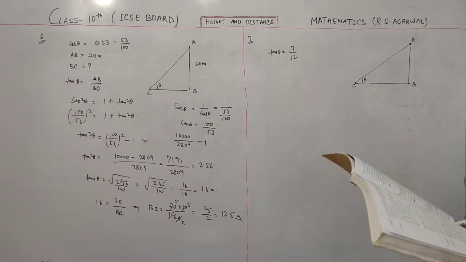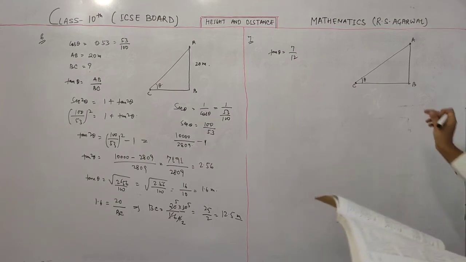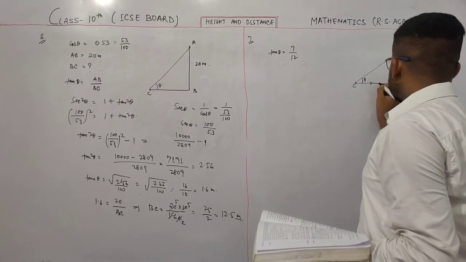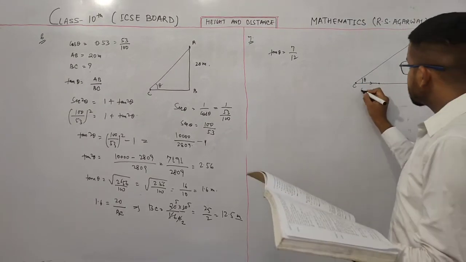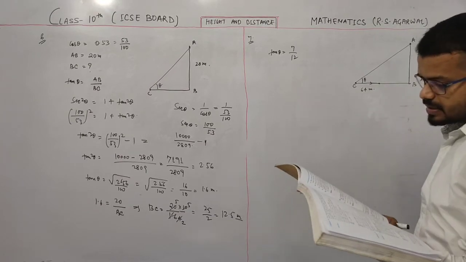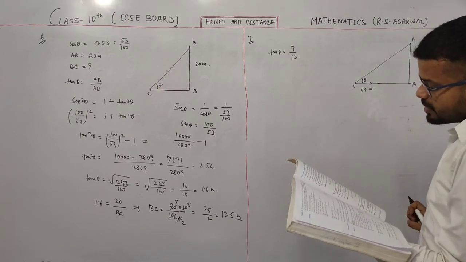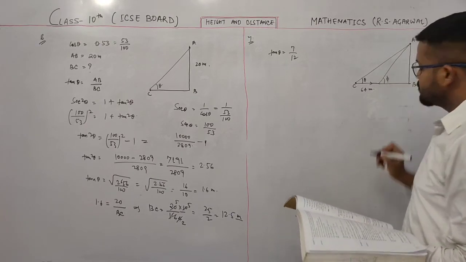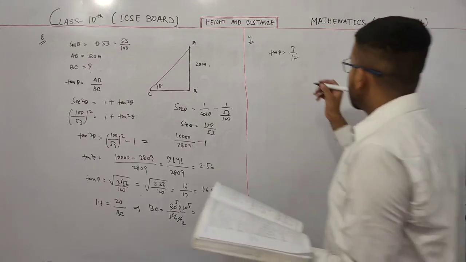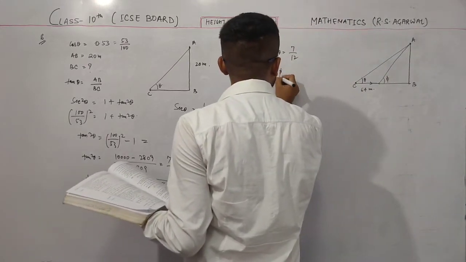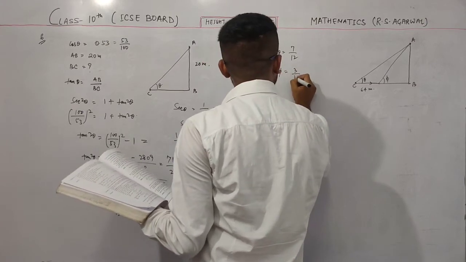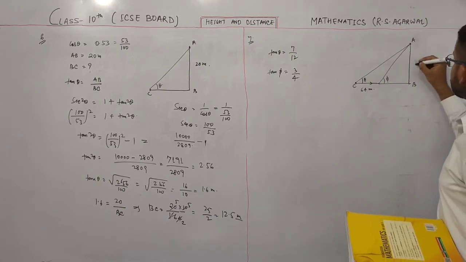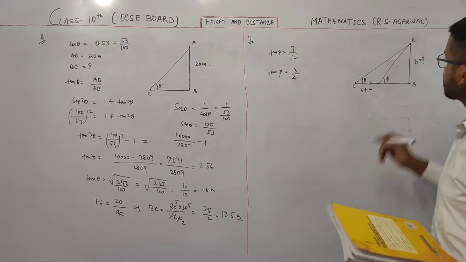Now, on walking 64 meter towards the tower, this is the tower and walking towards the tower, so in this direction, this is 64 meter. The angle of elevation is phi. Again this is the angle of elevation of this tower and this time this is phi. And tan phi is given. Tan phi is equal to 3 by 4. Now find the height of the tower. We have to find this one. Height of the tower.